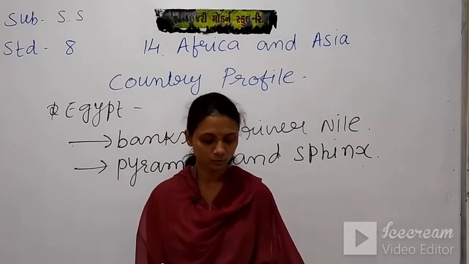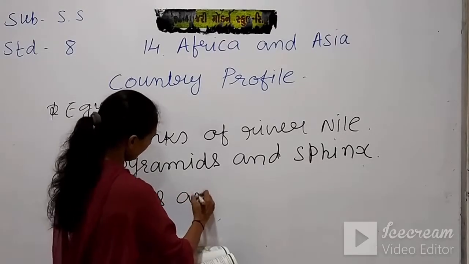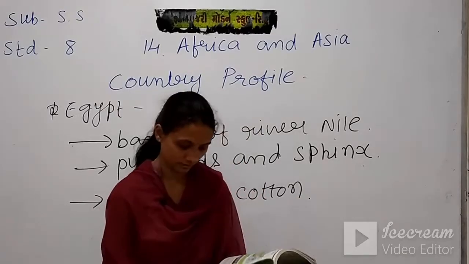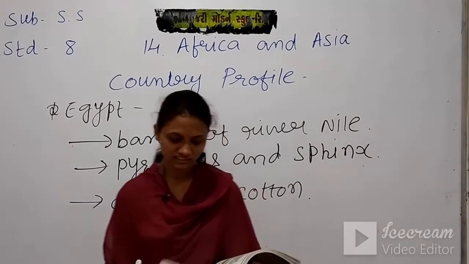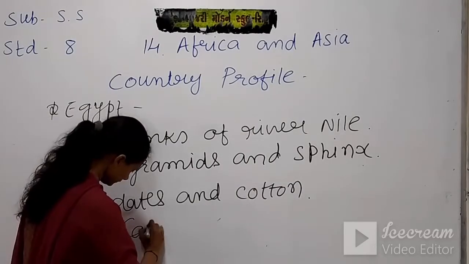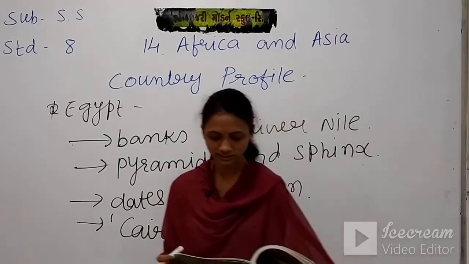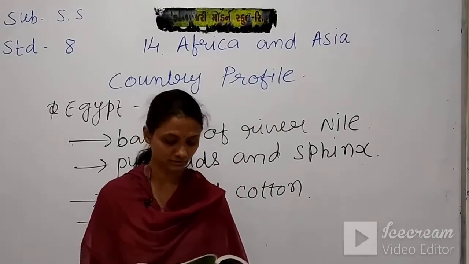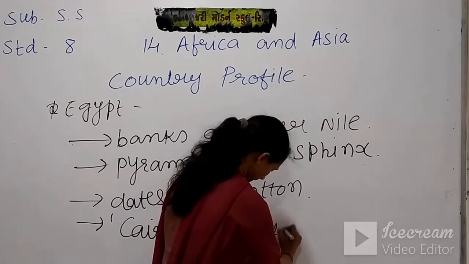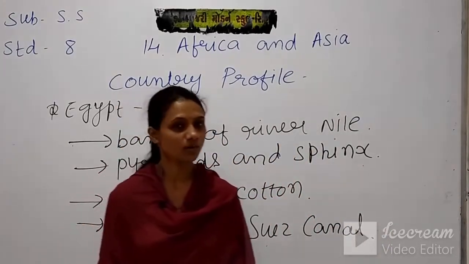Dates and cotton are grown in abundance here. So here you will get dates and cotton in plenty of amount. Cairo is the capital city as well as the industrial center. The Suez Canal has brought Asia and Europe closer to each other. So this is all about Egypt.